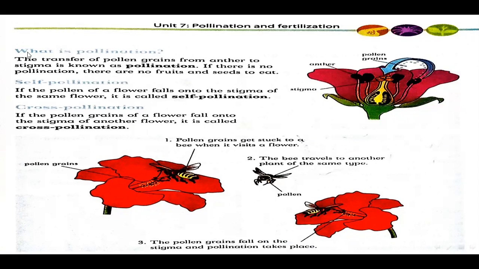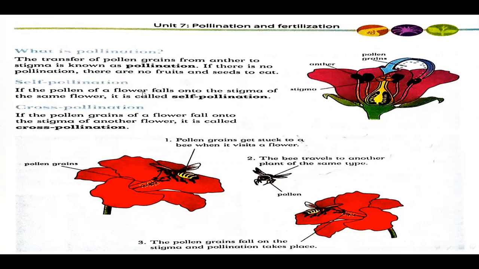Now, what is pollination? This is the actual definition. The transfer of pollen grains from anther to stigma is known as pollination. If there is no pollination, there are no fruits and seeds to eat. So we have two kinds of pollination, self-pollination.